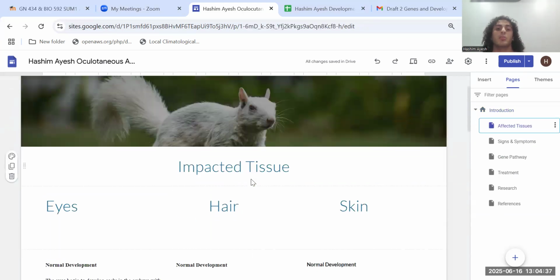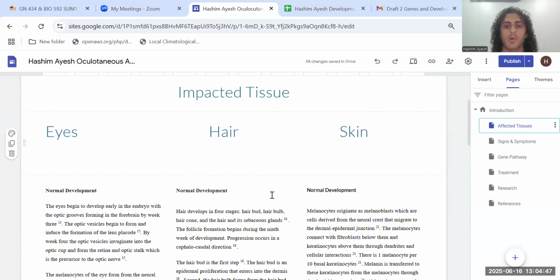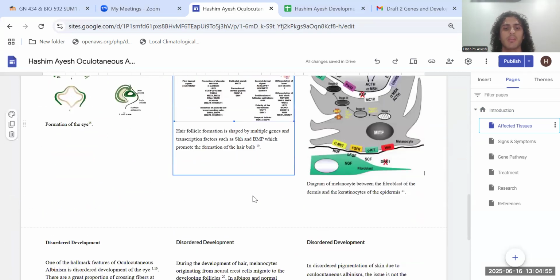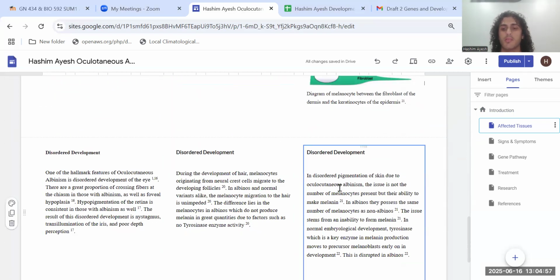And I found the best way to talk about tissue as it affects multiple things. Hair, skin, and eyes are the most visible things it'll impact. So I chose to focus on those three. And I first wanted to talk about normal development just to give an idea of how these tissues develop normally before I went in and talked about the disordered development that would occur in these tissues in people with albinism.